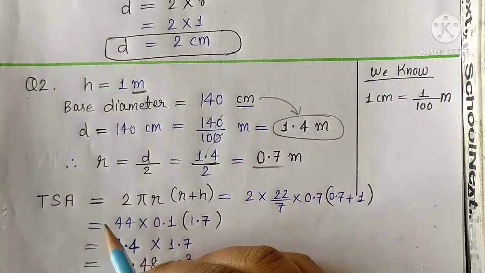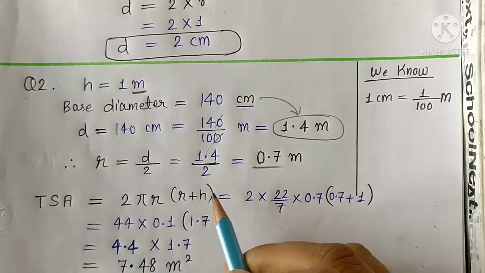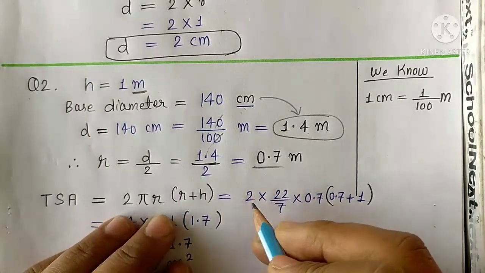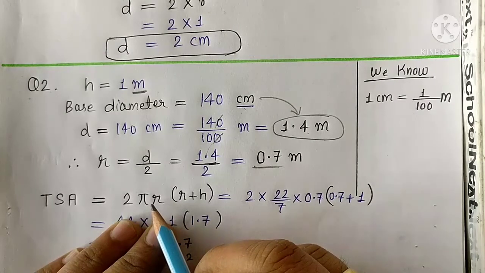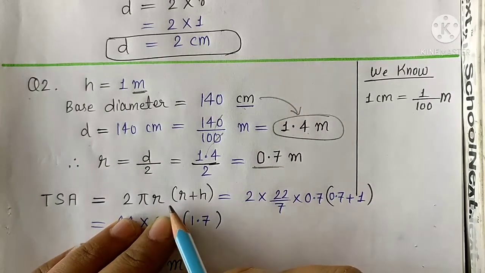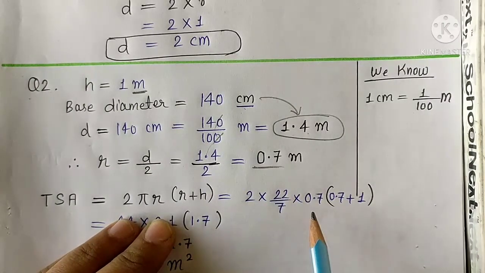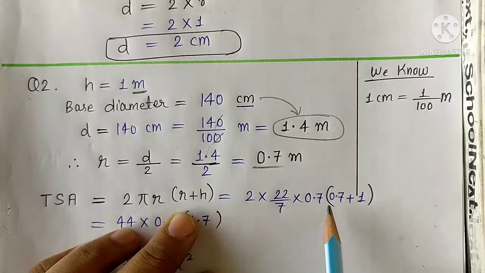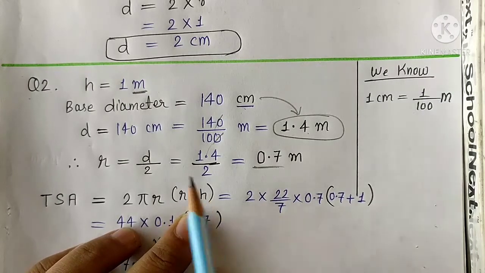Total surface area equals 2πR(R + H). Here, 2 into 2 into the pi value, we have to use 22/7 only, that is the default value which is given already in the exercise. Then multiply by R. R is how much? 0.7. And then again R, again 0.7, plus H. H is given as how much?